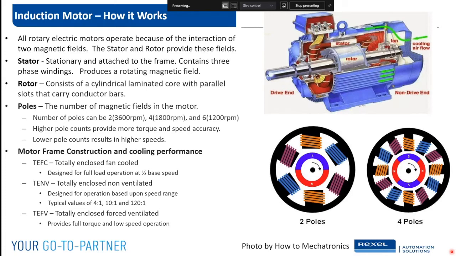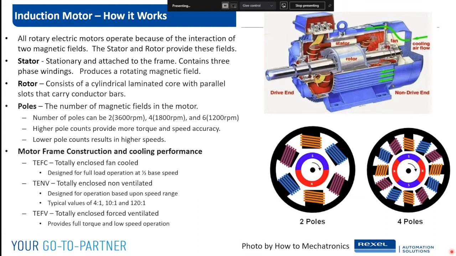And the typical design factor you need to look at on this motor is the turn down ratio. On my slide, I have 4-to-1, 10-to-1, and 120-to-1. I'm going to pick 10-to-1 to make my math really easy. So if I have an 1800 RPM motor with a 10-to-1 totally enclosed non-ventilated design, I can run about 180 RPM at full load, full torque. So that motor can cool itself from 180 RPM to 1800.